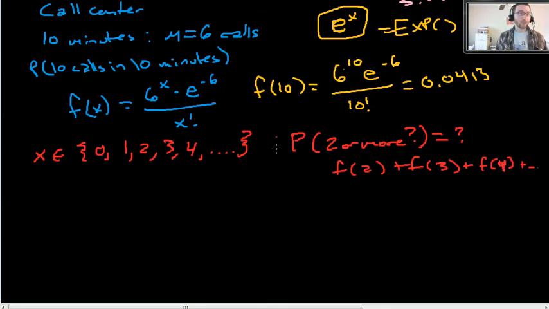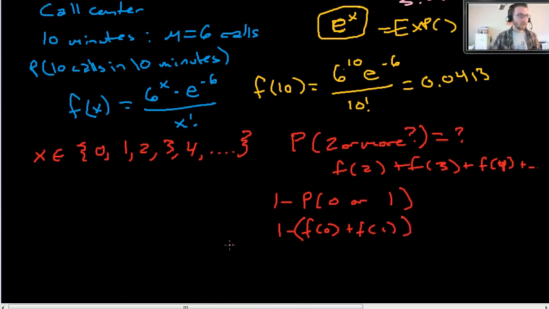So what we can do is take advantage of the probability theory we learned before. The probability of 2 or more is 1 minus the probability of 0 or 1, right? Because this is the probability of not getting 2 or more, and if we subtract it from 1, we get the probability of 2 or more. So we have 1 minus f of 0 plus f of 1.